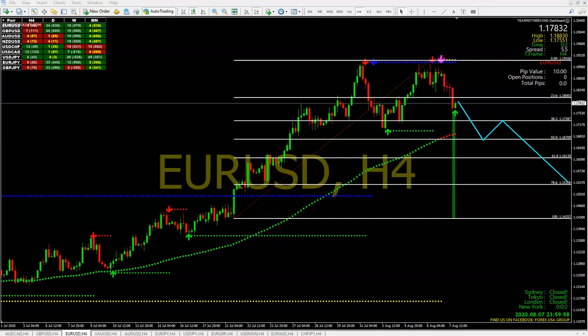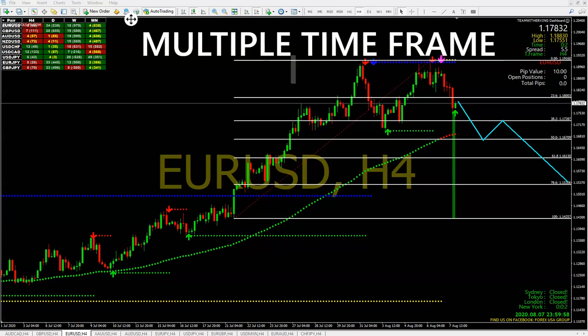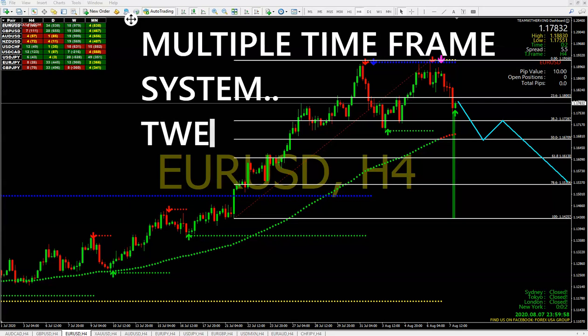Remember, we are trading. What are we trading here, guys? Let me write it down here, because a lot of people sometimes, no matter how many times you tell it, let me move my mouse. We are trading our multiple time frame system. This belongs to TeamWithERVING. Multiple time frame system is what you need in your chart.